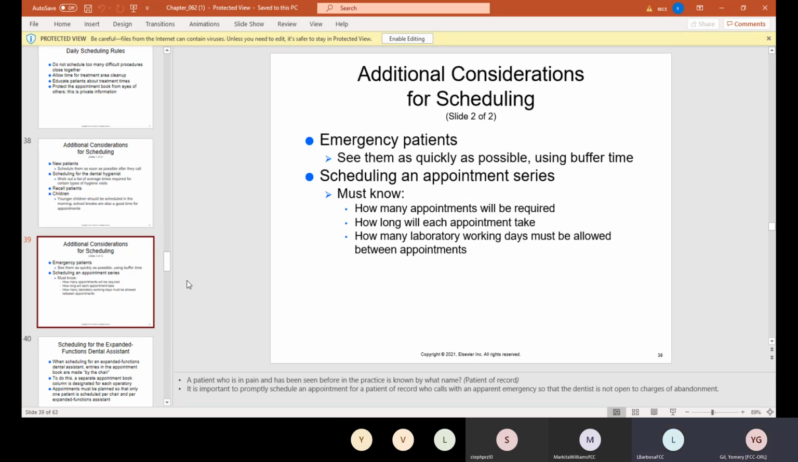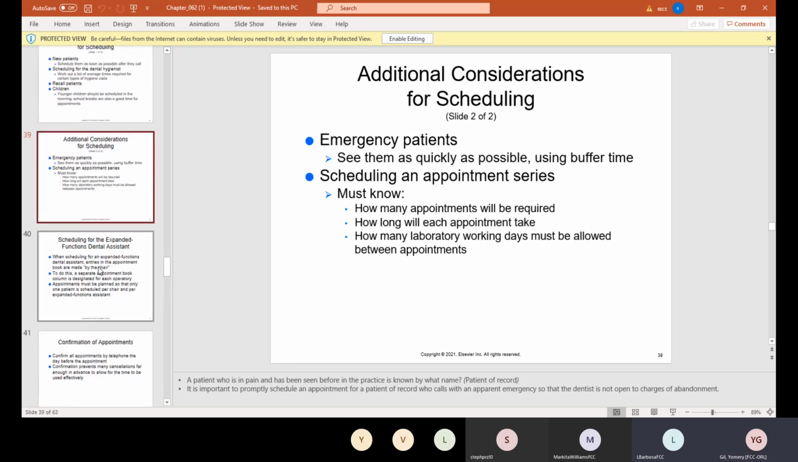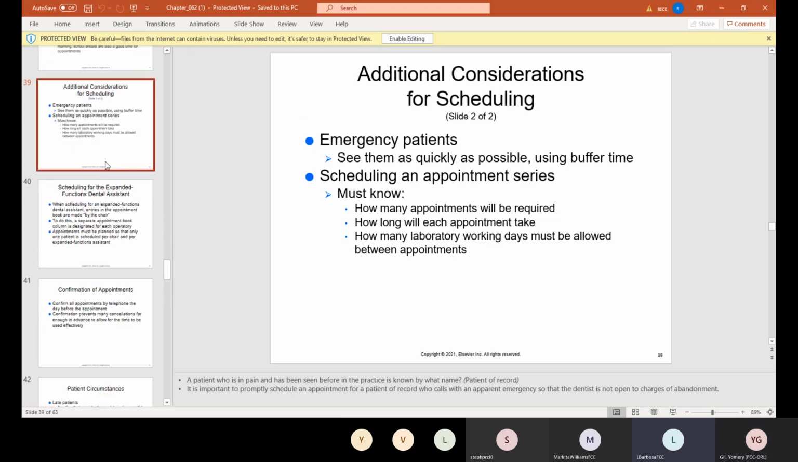Okay, so when scheduling, if it is an emergency, what I was going to ask is, I know it has to be the dentist who prescribes the medication, but depending on the emergency, how are we going to know how long the appointment will take? Or is an emergency usually scheduled for a set time, maybe 30 minutes, 40 minutes or so?